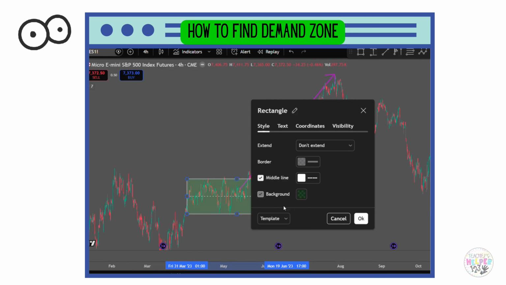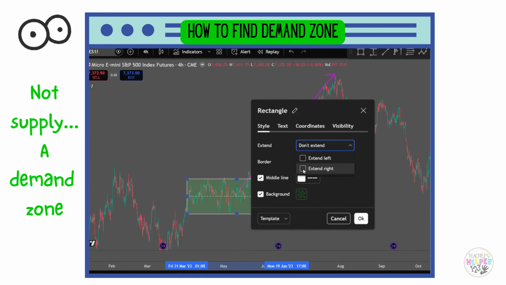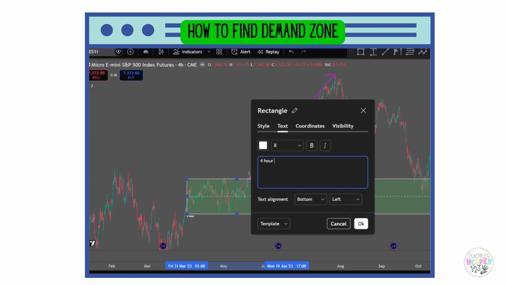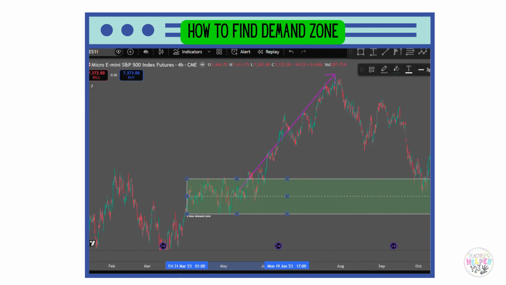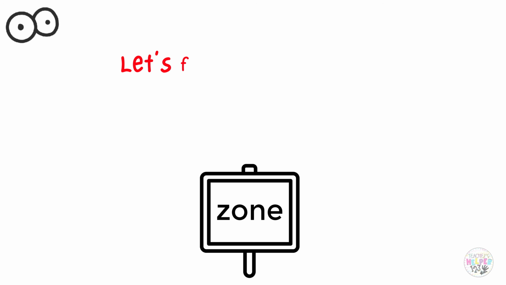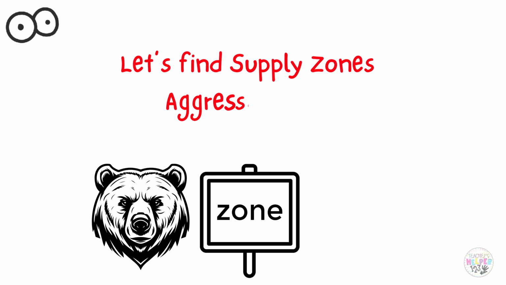And you can choose a green background so that when the price returns to this area, you know that it's a demand zone. Okay, so let's extend it to the right. And you can even label it. You can say 4-hour demand zone. Okay. All right. I want you to remember that zones are areas, they're not exact prices. Okay, so now you know how to find a demand zone.